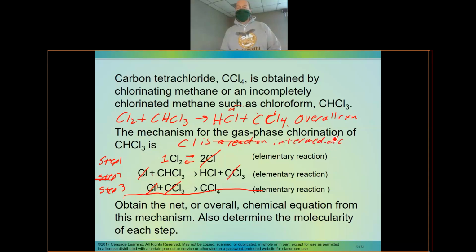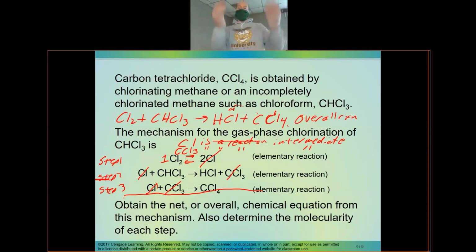Also, what we canceled out on both sides was a CCl3. And so since we didn't add CCl3, we made it in step 2, used it up in step 3. So your CCl3 is also a reaction intermediate. All right, we didn't add either one. We made both of those and then we used them up. So they didn't show up in the overall reaction.